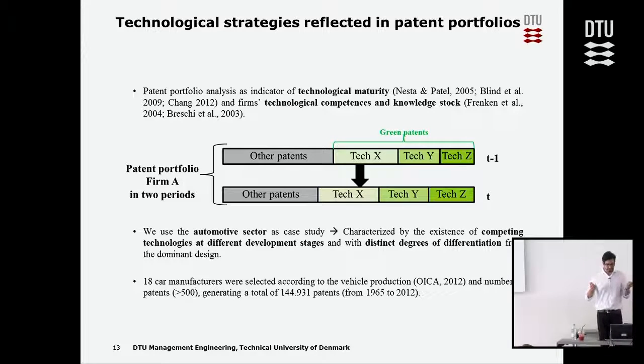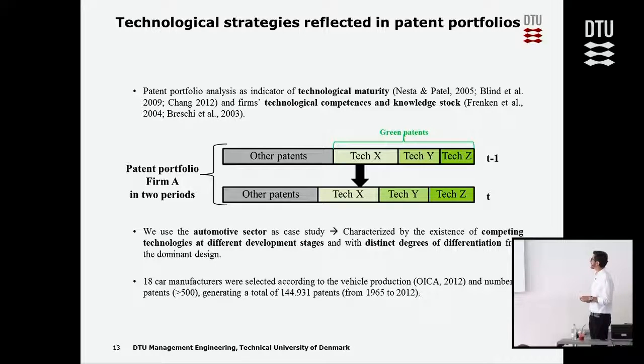Of course, we know that patent data has many flaws. It's an indicator of invention. Not all inventions are patented, but it reflects somehow the production of knowledge in the firms. So we use the patent portfolio analysis as an indicator of maturity and to indicate the technological competences and the knowledge stock of the firms.